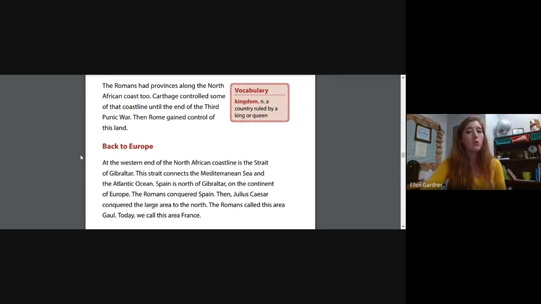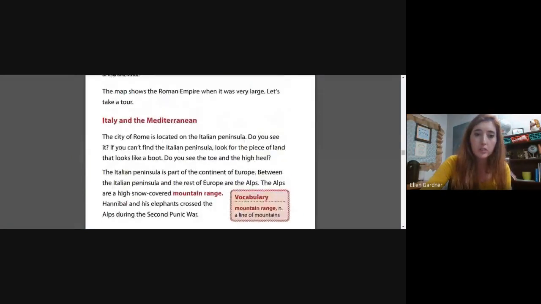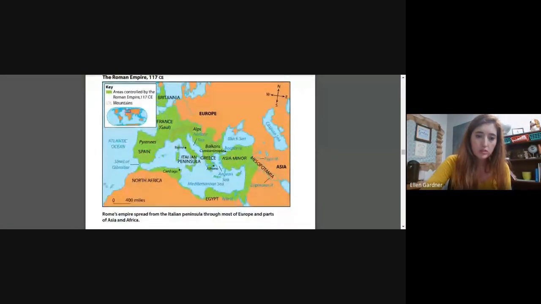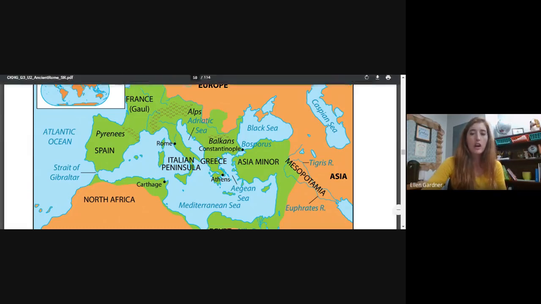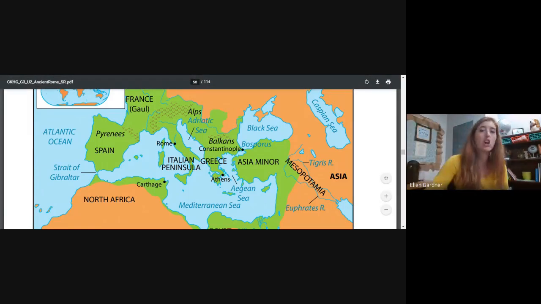Okay, so looking for the Strait of Gibraltar. Right here, connecting the Atlantic Ocean to the Mediterranean Sea. Remember, a strait connects two larger bodies of water. So below it is Africa, and above it, Spain, which connects to what is now France, but was Gaul. So all of this was the Romans as well.